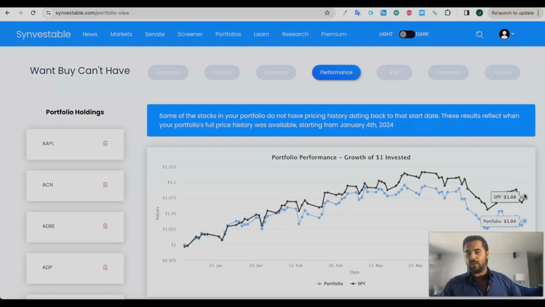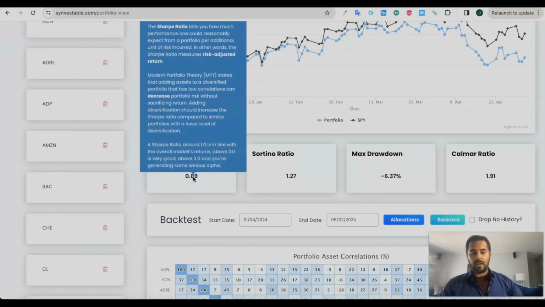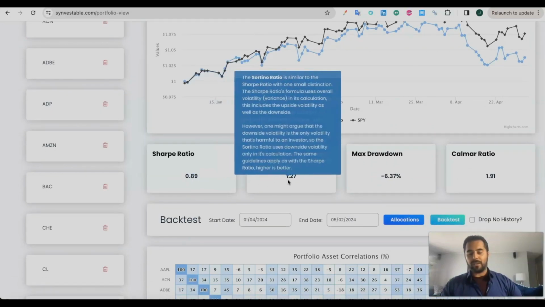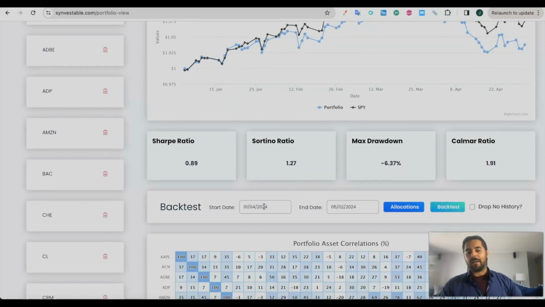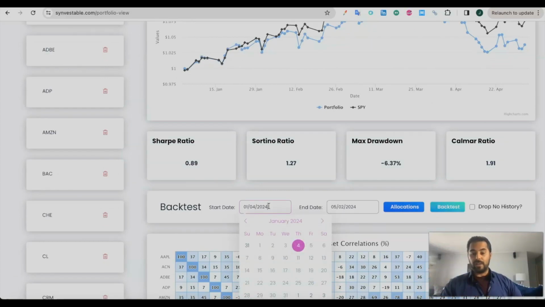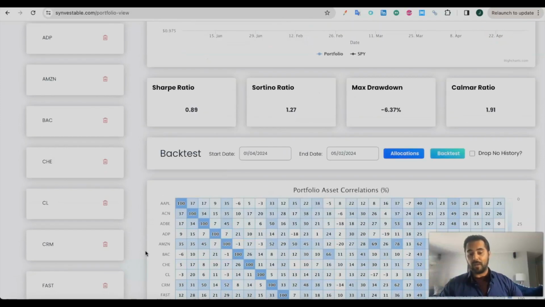So if I go to this, I can see that this portfolio has underperformed the S&P 500 from the beginning of the year by about 4%. And if I scroll down, I can see all of my quantitative ratios here. If you don't know what they are, you can hover over them and it'll give you a description, but I'm going to go through them right now. I can backtest from any period I want. So I can backtest a full year prior and then over different market regimes if I want.